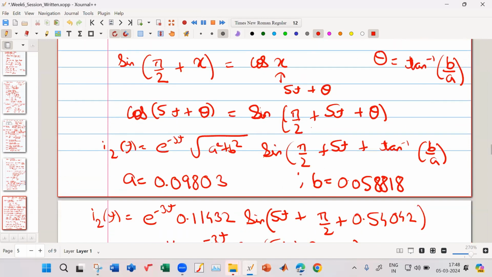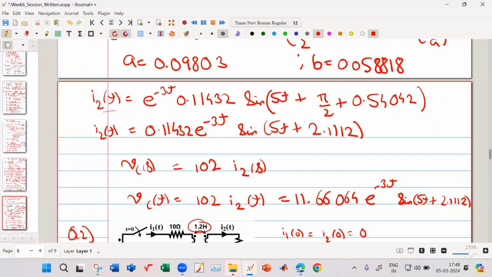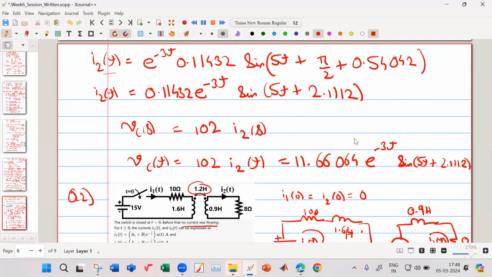Okay. Then I found out this. Then I finally wrote my final expression. It is of this format. Then my capacitor voltage is just a linear thing into I2 of S. So that also I wrote. So this is that sum.